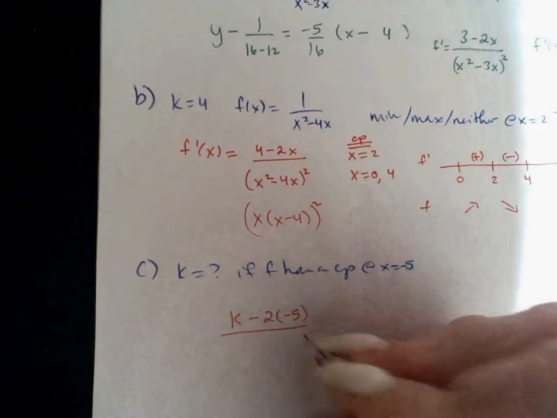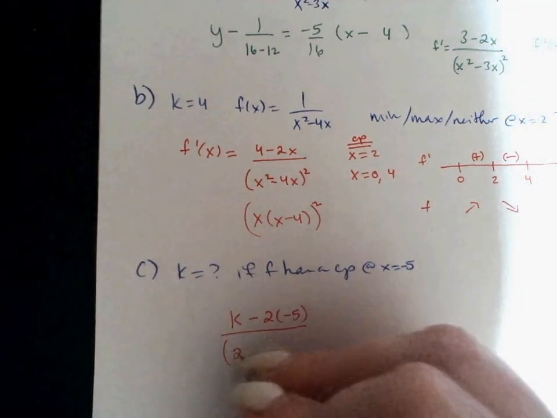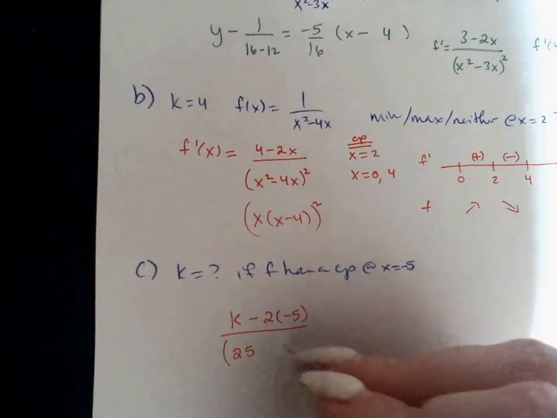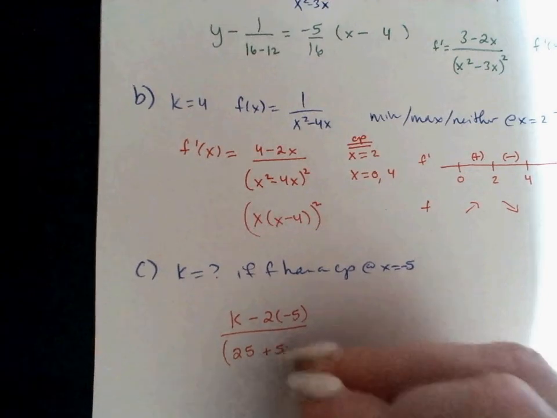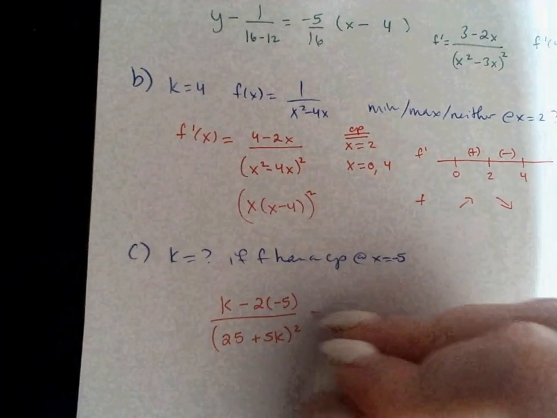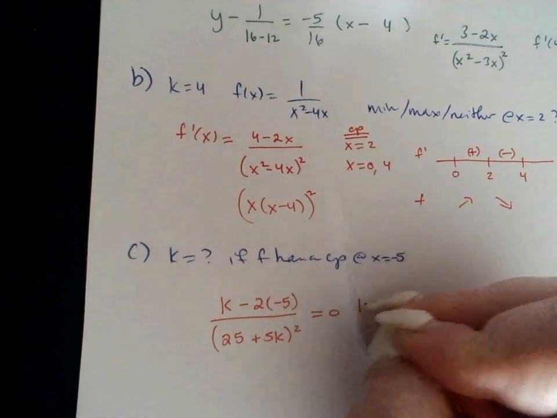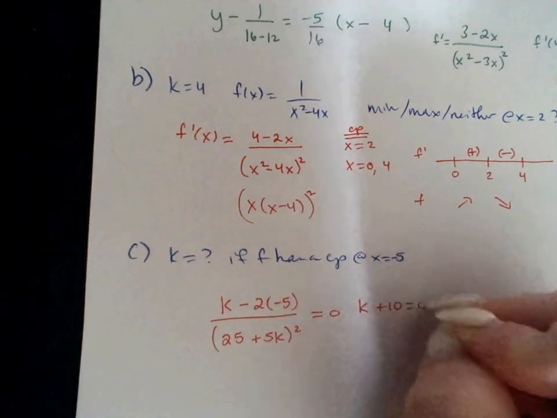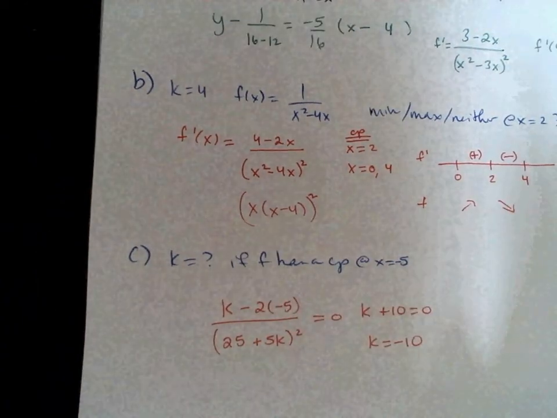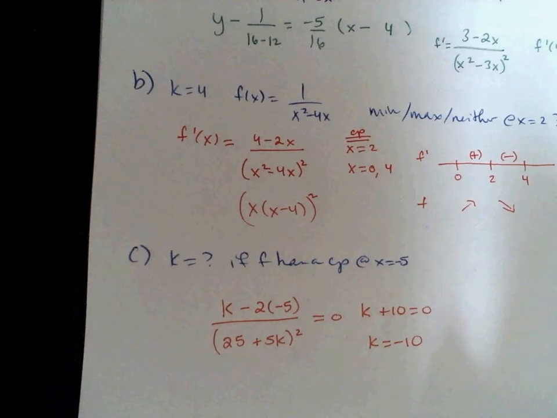Okay, so f prime is going to be k minus 2 times negative 5 over negative 5 squared, so 25, minus k times negative 5, so plus 5k. This will equal 0 when k plus 10 equals 0, and that's when k equals negative 10. So there we go. The derivative equals 0 when k equals negative 10.